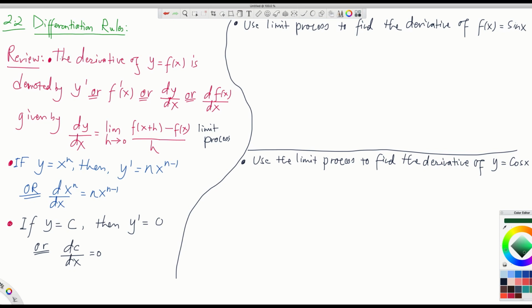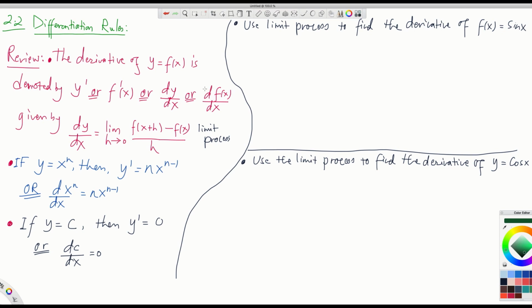In this video, we are going to talk about section 2.2 from the book, which is the differentiation rules. Last time, we defined the derivative of y equals f of x. The notation for the derivative can be y prime, or f prime of x, or sometimes we write dy over dx, or df(x) over dx. These are the notations we use for the derivative.